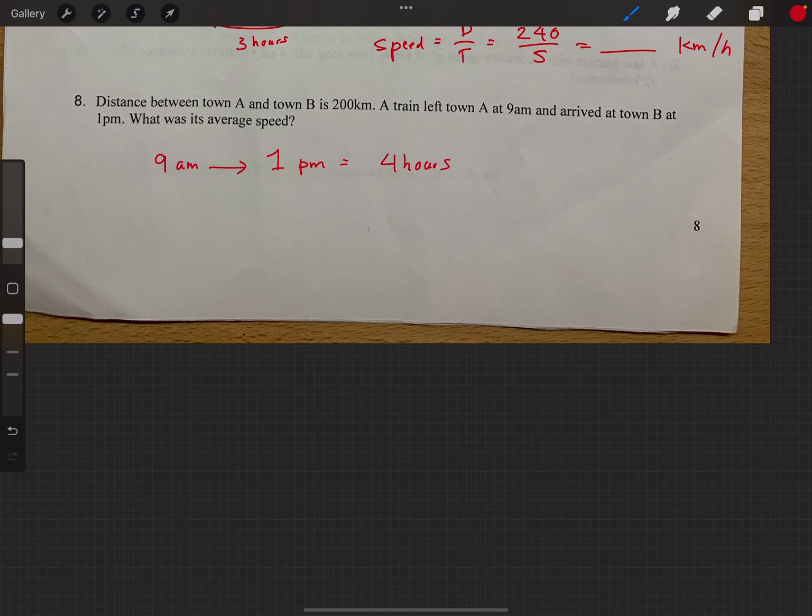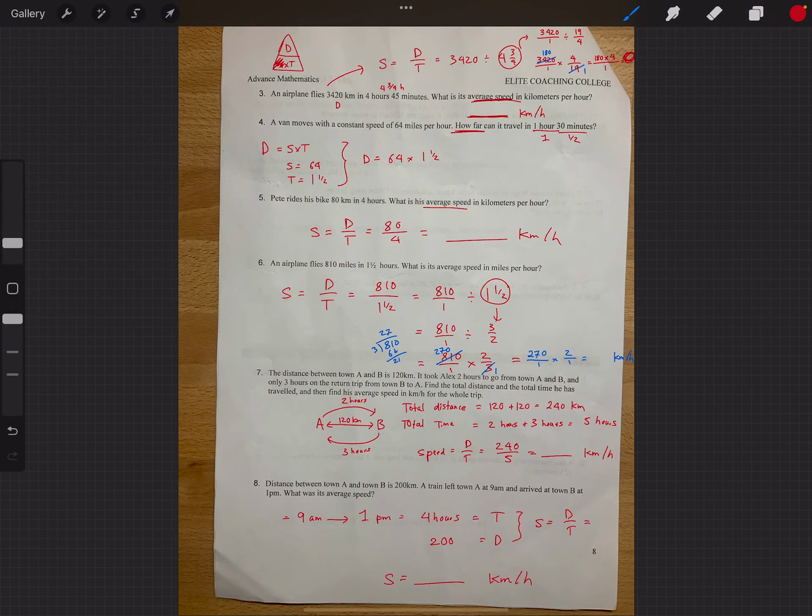The distance, so this is the time. Actually, I'll put time over here. Distance is given to us as 200. So the speed is equal to distance divided by time. And you can work out the speed. Speed equals something kilometers per hour. Not too hard.